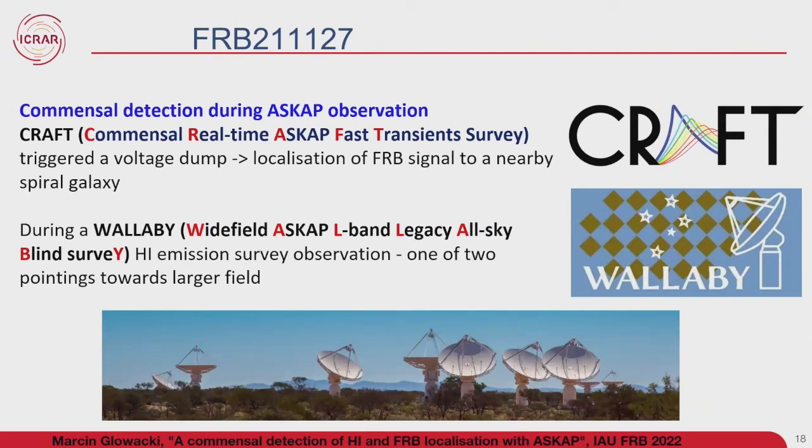This is FRB 211127. This was a commensal detection during ASKAP observation. So this was by the CRAFT survey. We were able to trigger a voltage dump and localize this FRB to a nearby spiral galaxy. But the key point of CRAFT is that it's commensal. So ASKAP is conducting its own surveys, and CRAFT is just looking over their shoulder and triggering voltage dumps whenever we notice an FRB. And in this case, this was during a WALLABY survey observation. This is an HI emission survey to cover the whole southern sky. And this was one observation of 2 pointings towards a larger field. And we've been able to collaborate with them to see if there's any HI in the host galaxy.